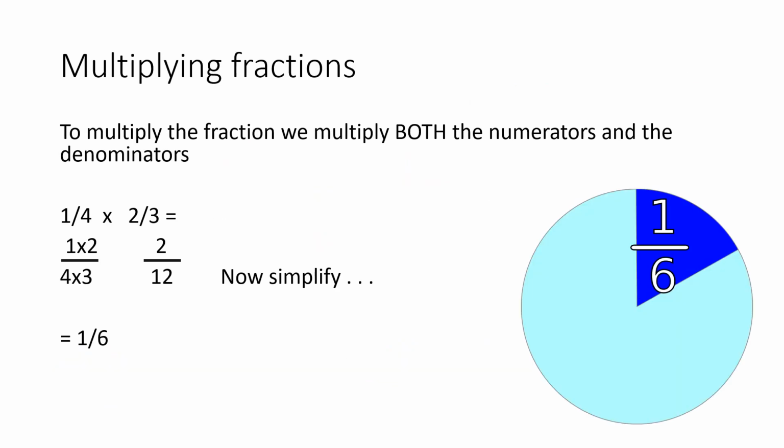Okay, so to multiply fractions, here we have 1/4 times 2/3. What we do here is we multiply both the tops and the bottoms. So we've got 1 over 4 times 2 over 3. So 1 times 2 over 4 times 3. That gives us 1 times 2 is 2, 4 times 3 is 12, and then we simplify. We can divide both here by 2 and get 1 over 6. And that is all you do.